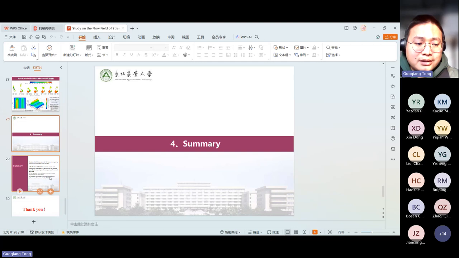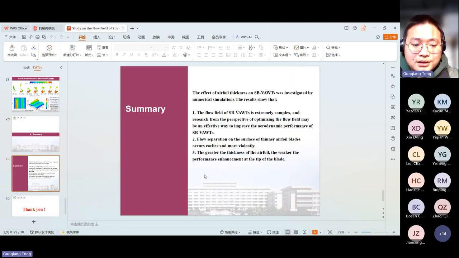Finally, there is the summary. The effects of airfoil thickness on grid-related vertical axis wind turbines were investigated by numerical simulation. The results show that the flow field of a grid-related vertical axis wind turbine is extremely complex, and research from the perspective of optimizing the profile may be an effective way to improve the aerodynamic performance of a grid-related vertical axis wind turbine.